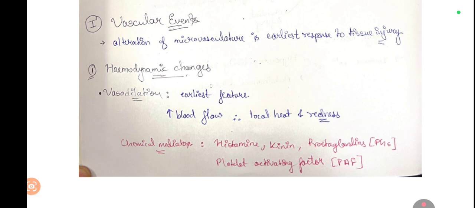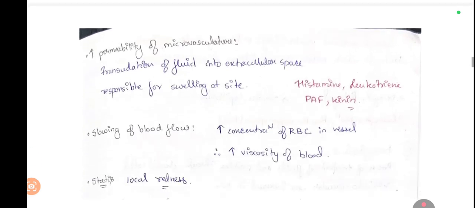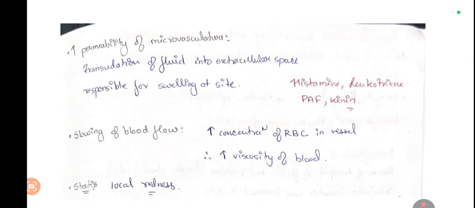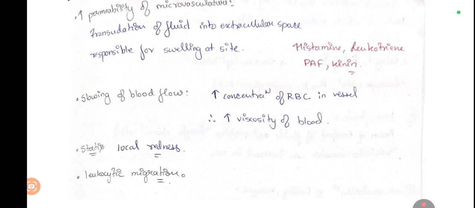Okay, then there is hemodynamic change. In hemodynamic change, there is vasodilation, the earliest feature, with increased blood flow, local heat and redness. Chemical mediators: histamine, kinin, prostaglandins, platelet activating factor. Then the second event, there is increased permeability of the microvasculature. In this, there is translocation of fluids into the extravascular space, responsible for swelling at the site. Histamine, leukotrienes, PAF and kinin are responsible for this.